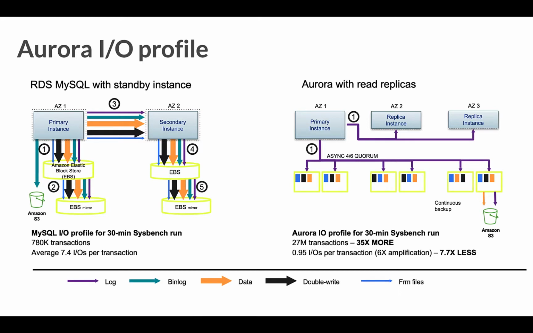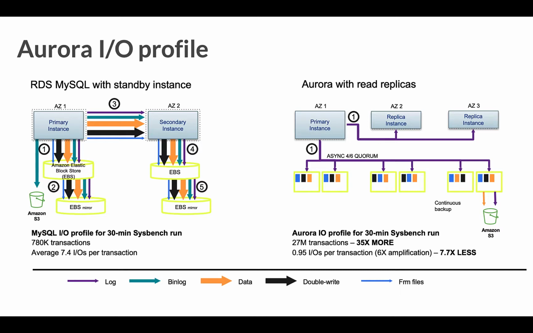So let's look at the Aurora IO profile. This is an important thing to note with Aurora. On the left, we have an example of a traditional relational database, in this case MySQL, and you can see there are a lot of arrows here going from primary instance over to the secondary instance and then down to the storage on each side.